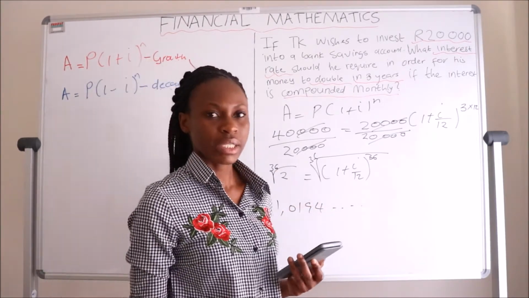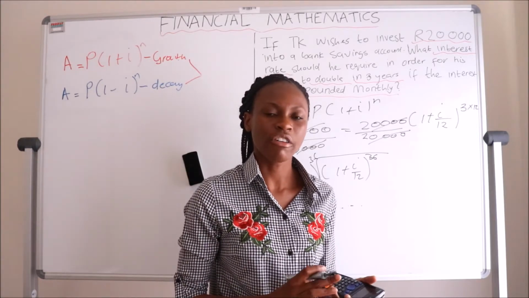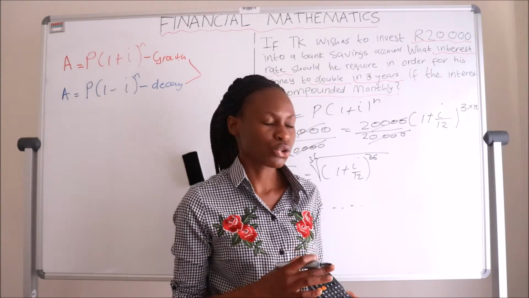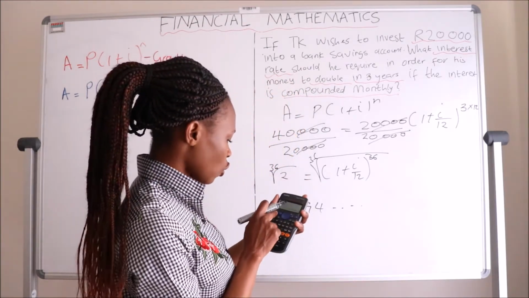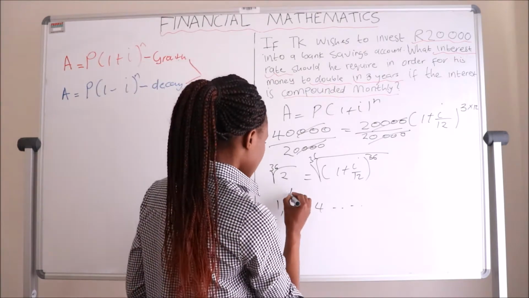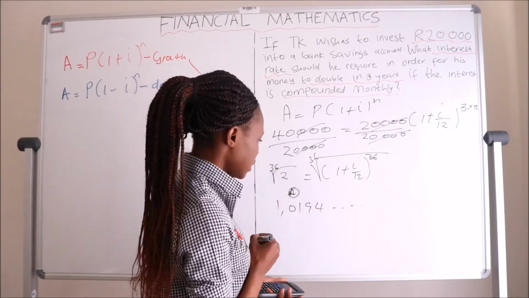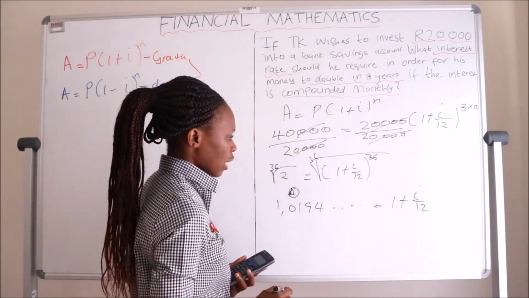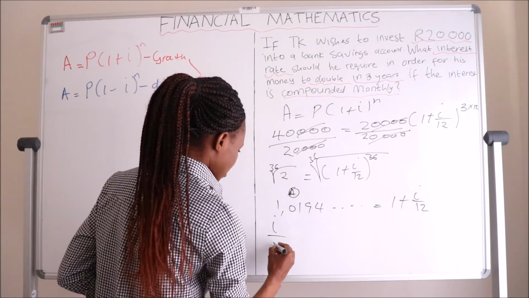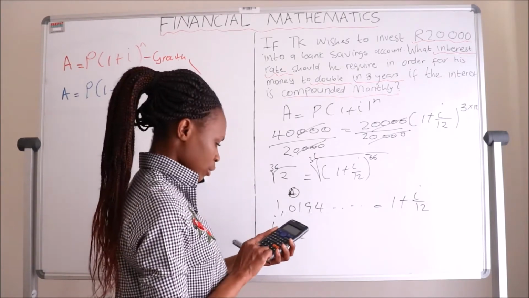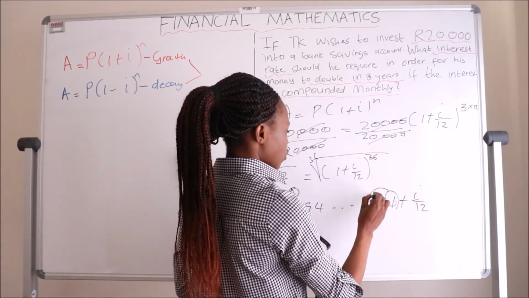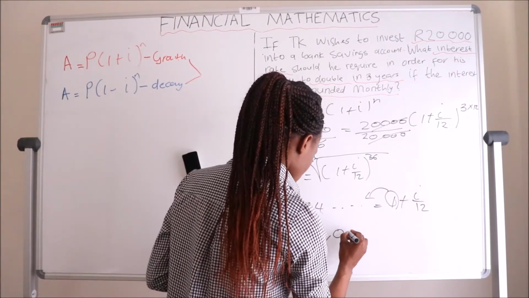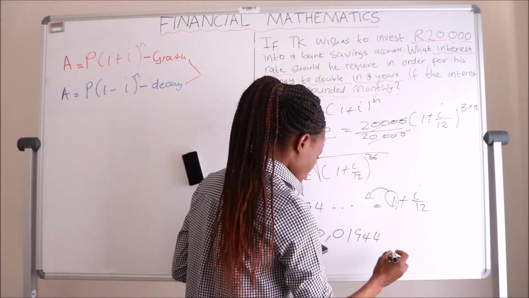In financial mathematics, I have already mentioned that it's better to round off in the final answer, and you should always round off to 2 decimal places. So I will just store it in the letter A. So I've stored it in A. It equals 1 plus i divided by 12. Now, to make i divided by 12 the subject of the formula, we must subtract 1, so this 1 must come to the other side of the equal sign. Then minus 1 will give us 0.01944 going on and on.